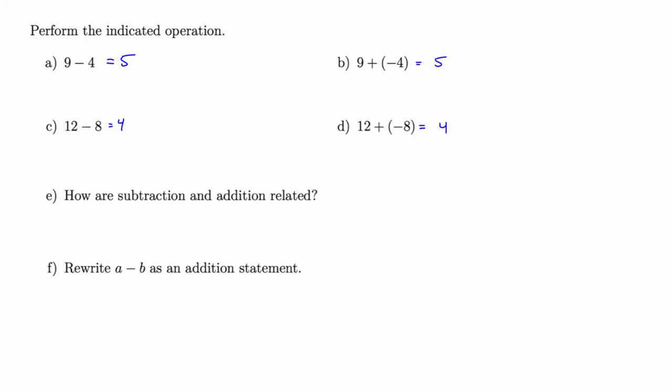If we look back to these examples, hopefully you notice there's a relationship between part A and B, and separately between C and D. In part A, we subtracted 4, while in part B, we added negative 4. In part C, we subtracted 8, and in part D, we added negative 8. Subtracting 4 and adding negative 4 gave us the same result. Subtracting 8 and adding a negative 8 again gave us the same result.